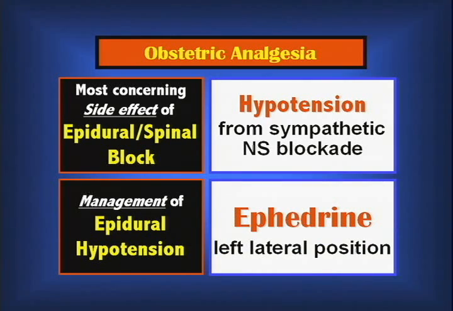Now, how do you manage this? Well, the first thing, make sure you have adequate prehydration. Give her a liter or 2 of IV fluids to begin with, so you have adequate fluid in the intravascular space. The other thing would be to put her in the left lateral position, take the weight off of the uterus, off of the inferior vena cava, and then give ephedrine. Ephedrine is a vasoconstrictor and hopefully will bring back up the blood pressure.